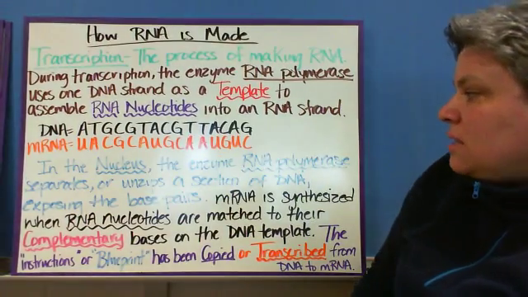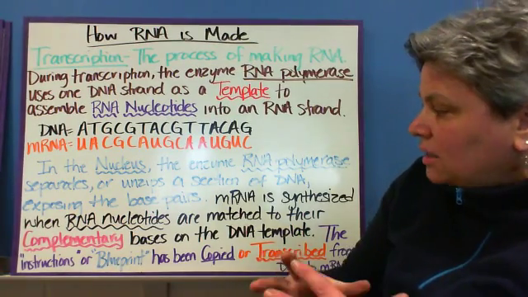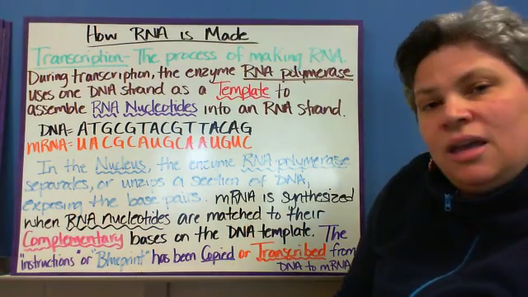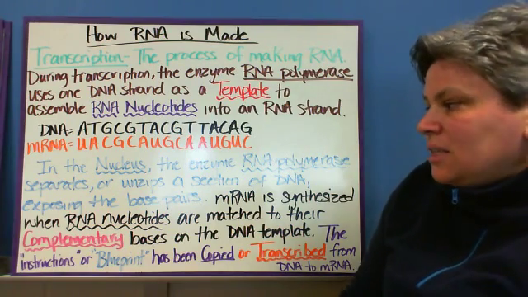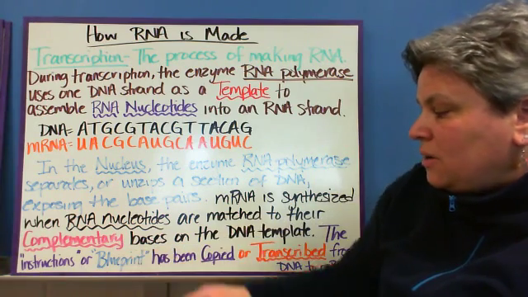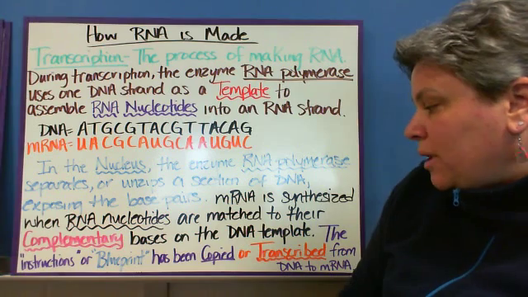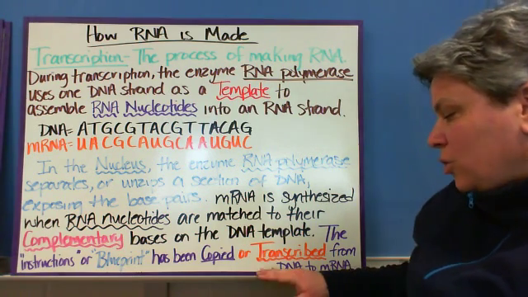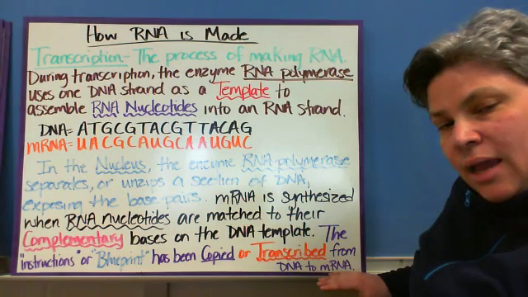In the nucleus, the enzyme RNA polymerase separates, or unzips, a section of DNA, exposing the base pairs. mRNA is then synthesized as RNA nucleotides are matched to the complementary base on the DNA template. The instructions, or blueprint, have been copied, or transcribed, from DNA to mRNA.